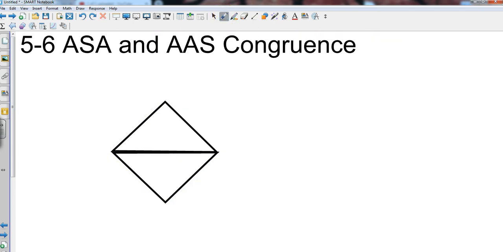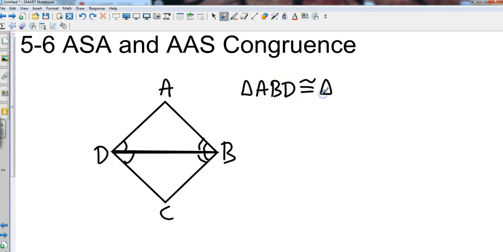And so let's say I have A, B, C, D, and I know that that angle is congruent to that one, and that angle is congruent to that one. So the question would be, is triangle ABD congruent to triangle CBD? Okay, so again, if I take DB, I know it's congruent to itself because of the reflexive property.